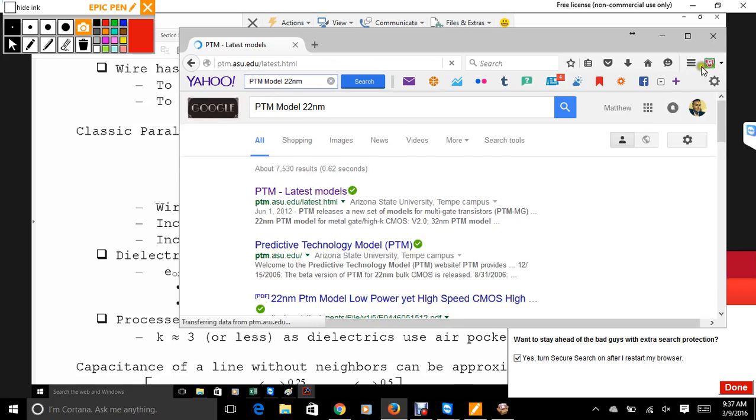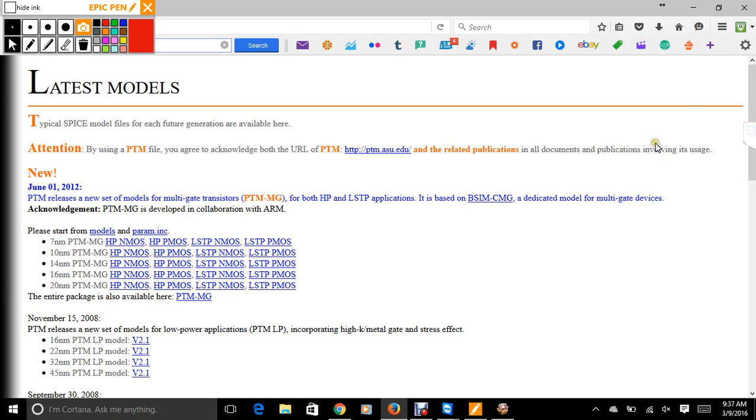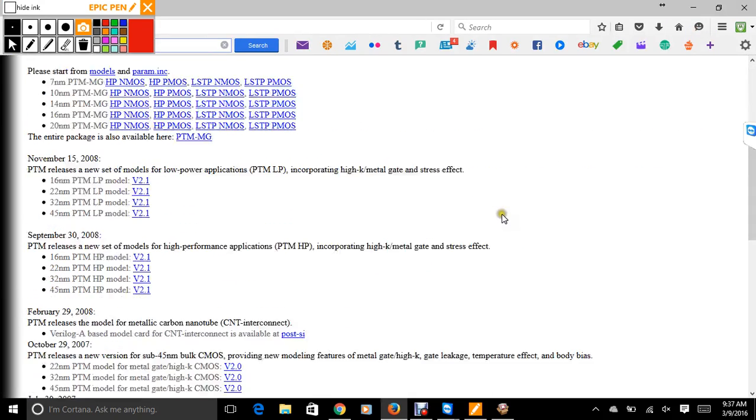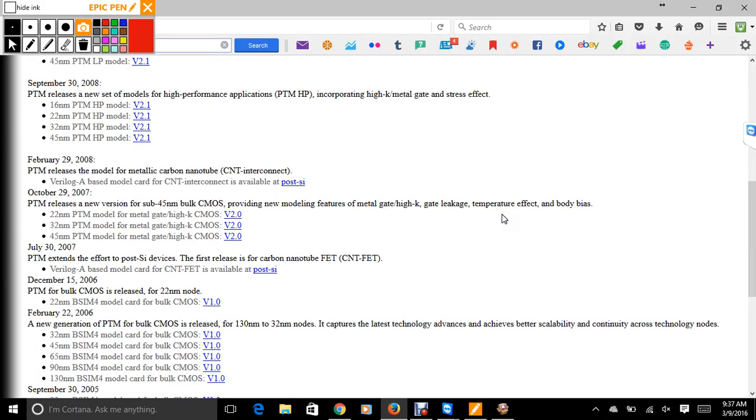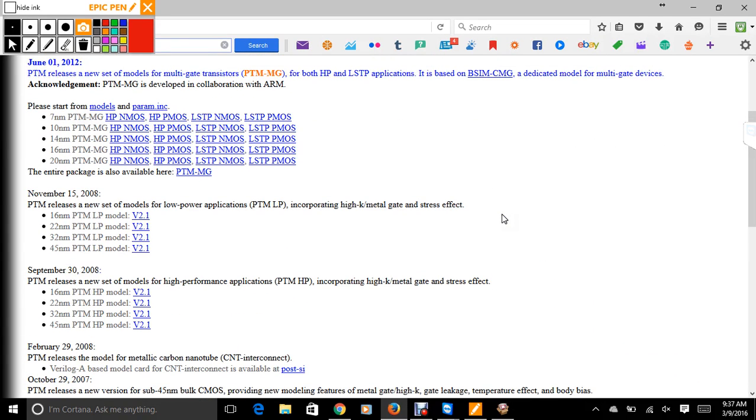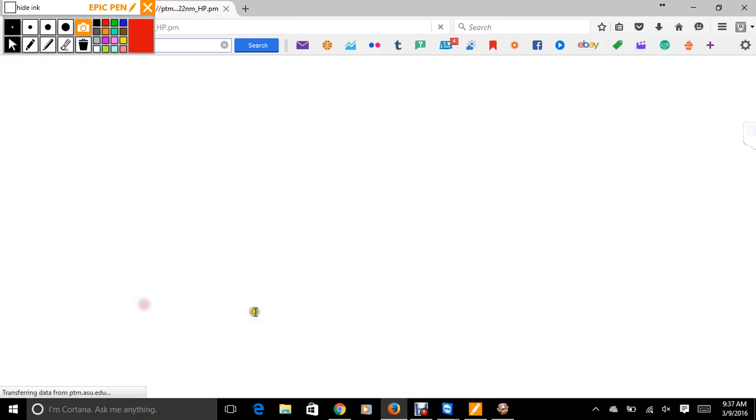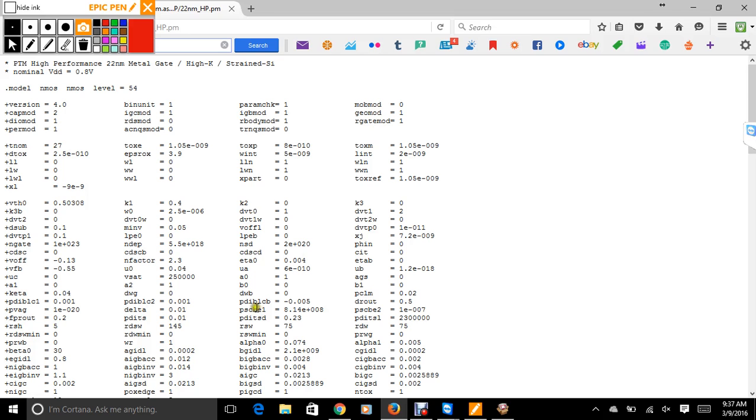Okay, so Arizona State University has these predictive technology models. A little later in this course, we're going to go into what these mean, but this is low power and this is high performance. So what do you think this high K means?